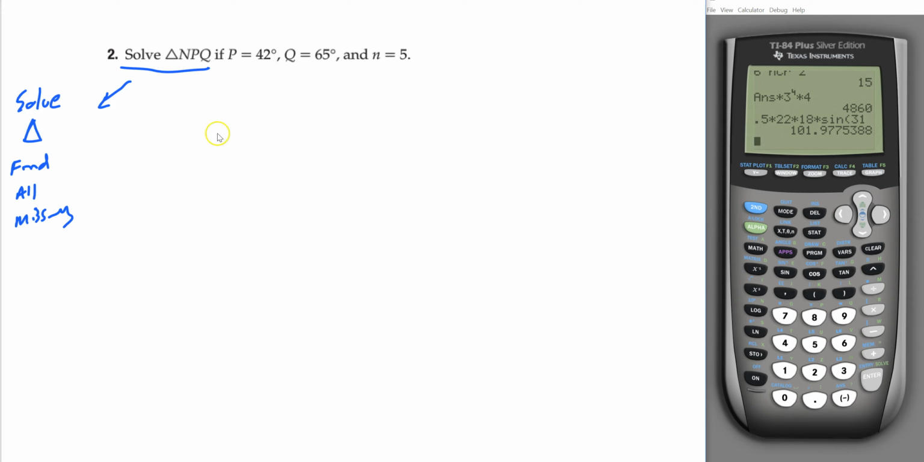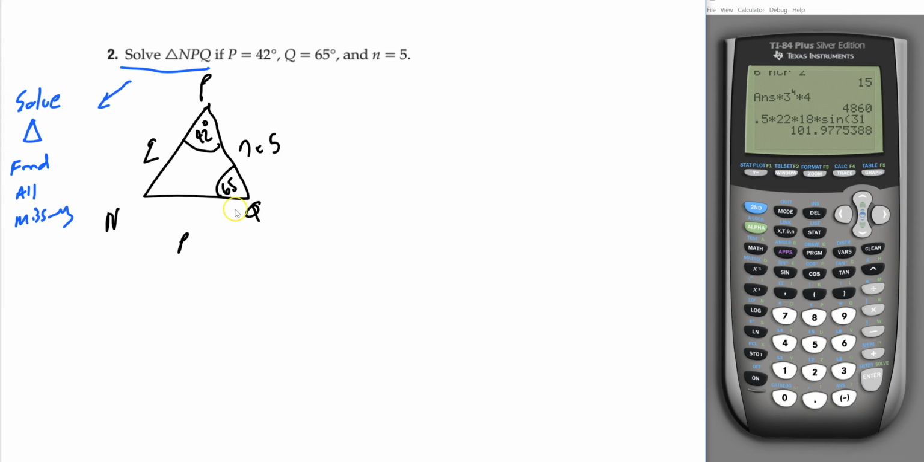So let's draw this picture. Triangle NPQ. Remember, it's capital, so lowercase will be small n, small p, and small q. Now I do have angle P is 42 degrees. Angle Q is 65 degrees. And small n is 5.